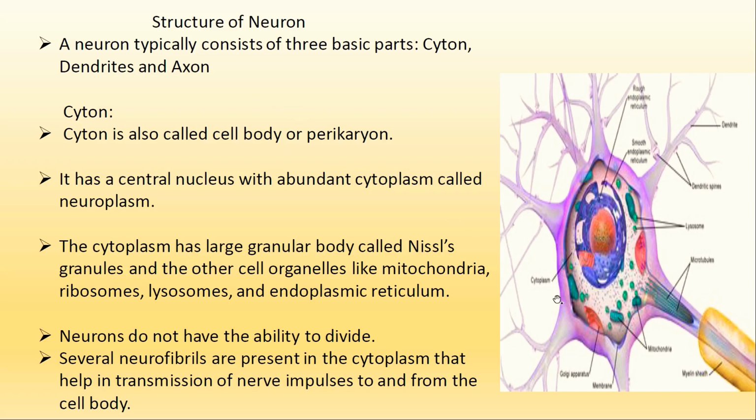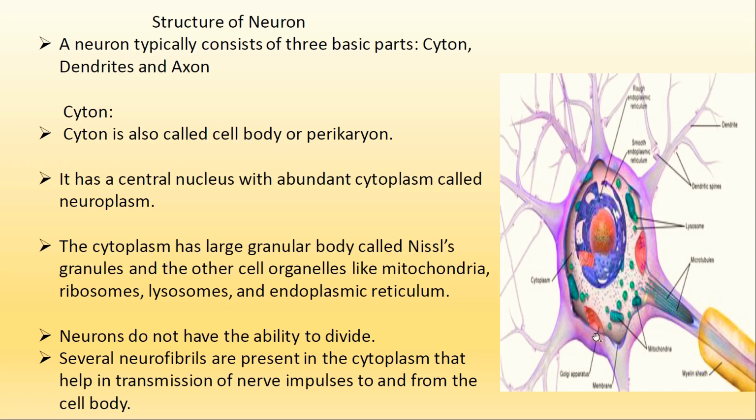The first one is the cyton. Cyton is otherwise called the cell body or perikaryon. Karyon means nucleus. The nucleus is present in the cell body or cyton. It has a central nucleus with abundant cytoplasm, and the cytoplasm is termed neuroplasm because it is present in the nerve cell. The cytoplasm has large granular bodies which are called Nissl granules, and other organelles like mitochondria, ribosomes, endoplasmic reticulum, lysosomes, etc.